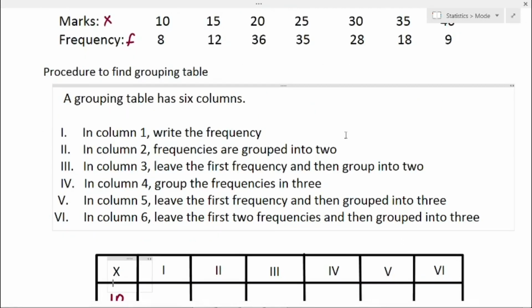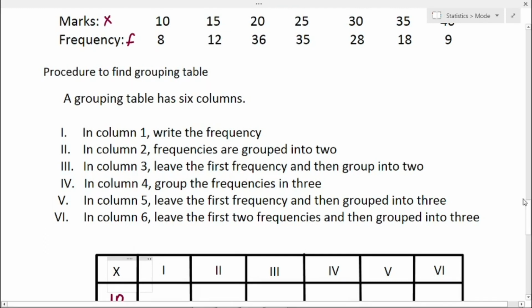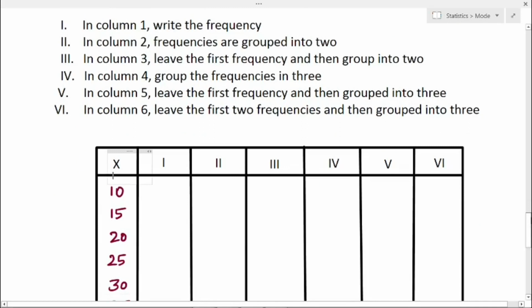Here we have a procedure. A grouping table has 6 columns. In the first column we have to write the frequency values given in the problem, and in the second column the frequency values are grouped into 2, and in the third column we have to leave the first frequency and then group the values into 2. In the fourth column we group the values into 3, in the fifth column we leave the first frequency and then group into 3, and in the sixth column we leave the first 2 frequencies and then group into 3.